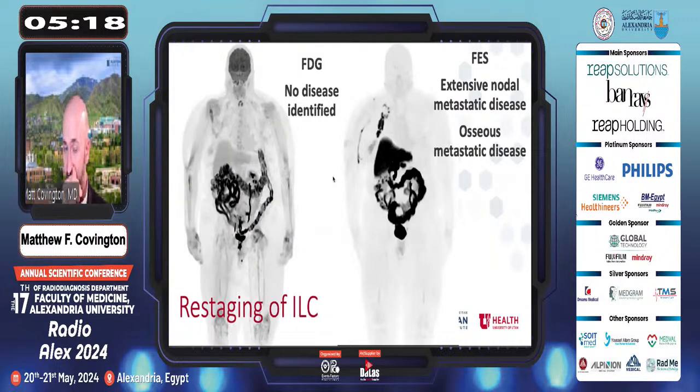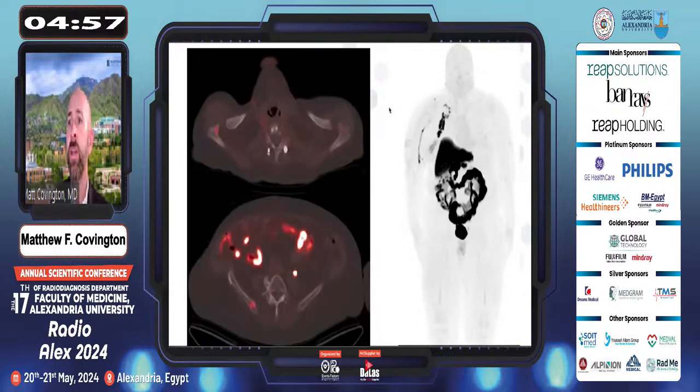This is a striking case where staging on FDG showed no disease identified. This bowel uptake is due to metformin, as we had seen on the prior lecture. And then a week later underwent an FES scan, and there was extensive axillary disease. The entire axilla and up into the supraclavicular space was involved with metastatic lobular cancer. And there were also 2 bone lesions, which I've shown here in the right scapula and the right iliac bone. So in this case, FES correctly staged the patient as stage 4.